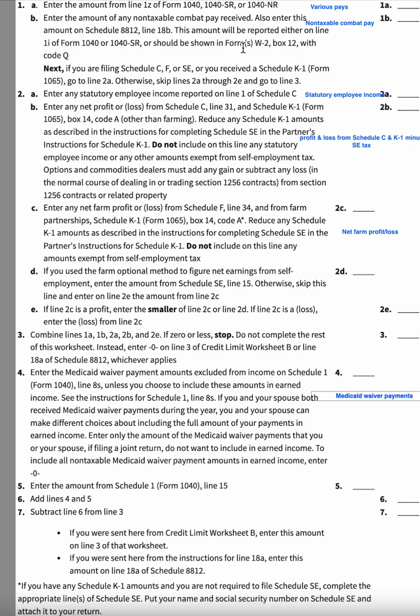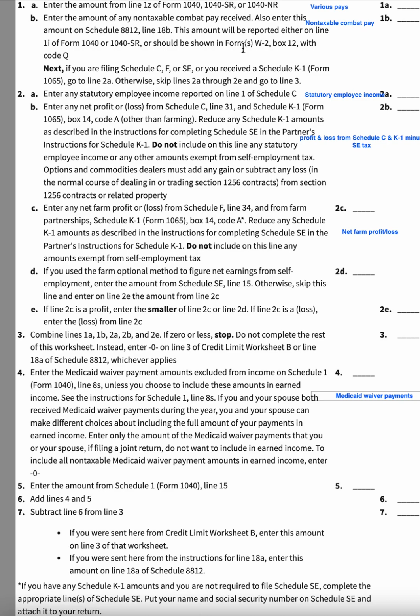Under line 2, you'll enter statutory employee income reported on line 1 of Schedule C, that's in 2A. In 2B, you'll enter any net profit or loss from Schedule C and from Schedule K-1 other than farming. Reduce any of these K-1 amounts as described in the instructions for completing Schedule SE and the partner's instructions for Schedule K-1. Don't include statutory employee income or any other amounts that are automatically exempt from self-employment tax. For options and commodities traders and dealers, you must add any gain or subtract any loss from Section 1256 contracts or related property that you incurred in the normal course of dealing or trading.